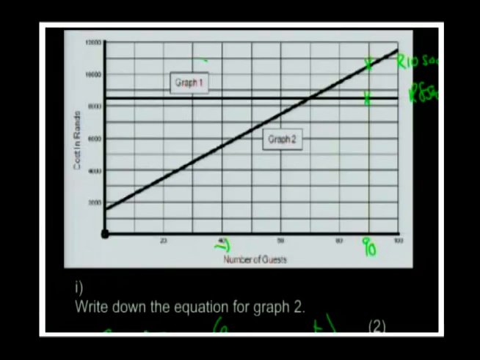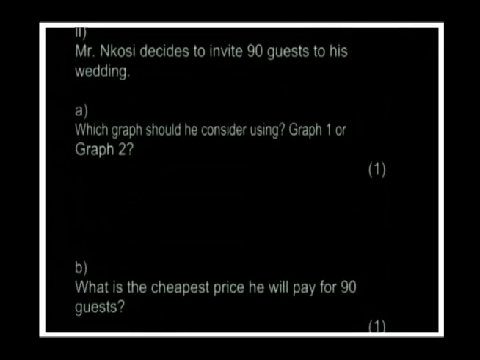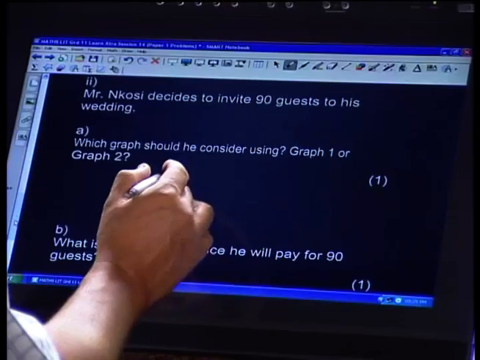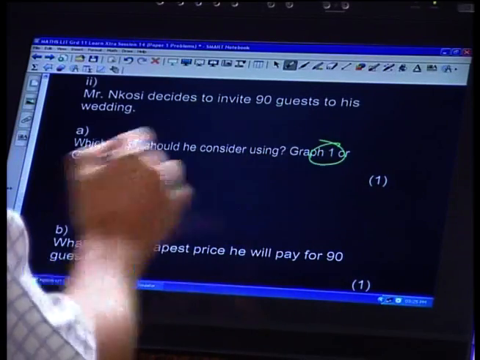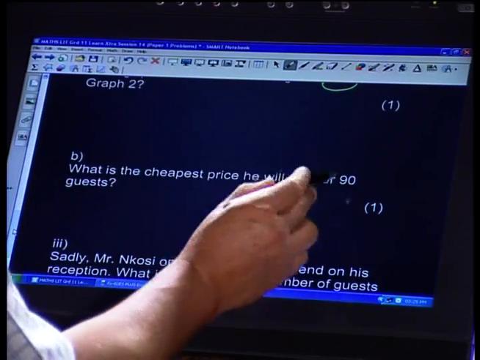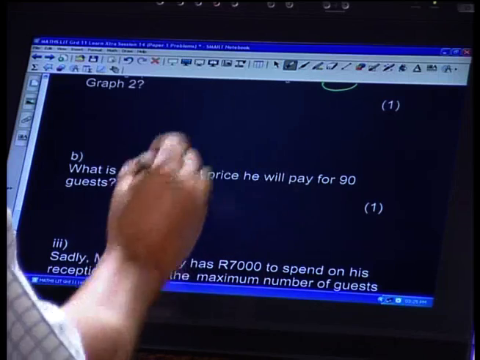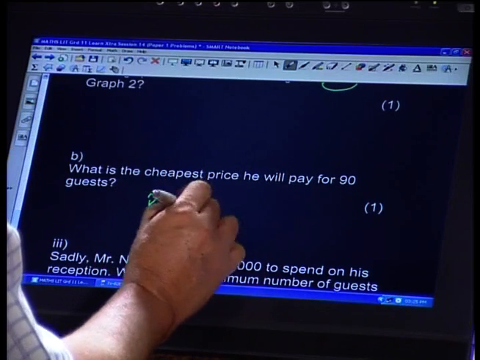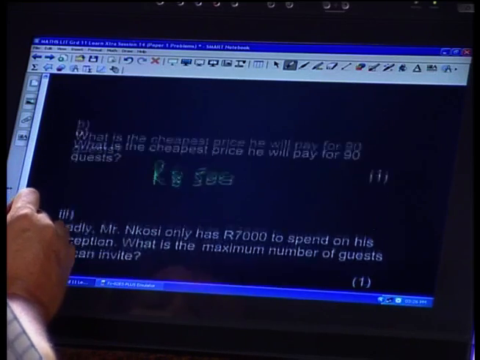Of course he's going to go for graph number 1. That makes more sense, doesn't it? So which graph would he consider, graph 1 or graph 2? Graph 1, pal, that's what we're going to go. What is the cheapest price he'll pay for the 90 guests? Well, we've already done that. We said it's 8,500 Rand.